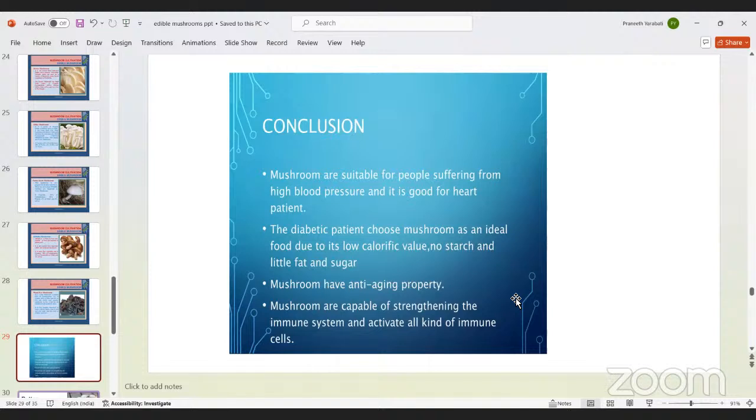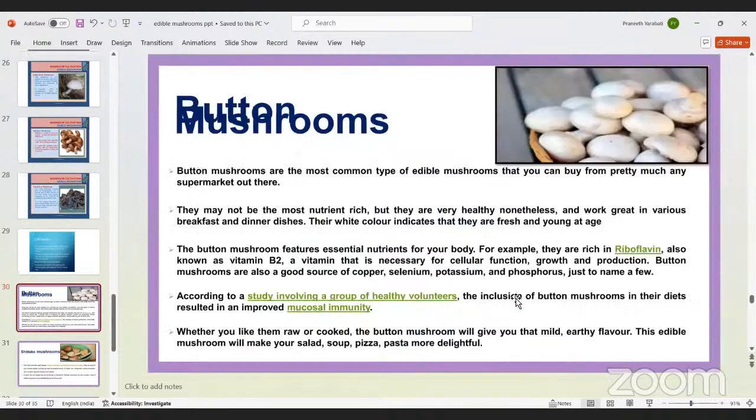So mushrooms have anti-aging properties also. They are capable of strengthening the immune system and also activate all kinds of immune cells.